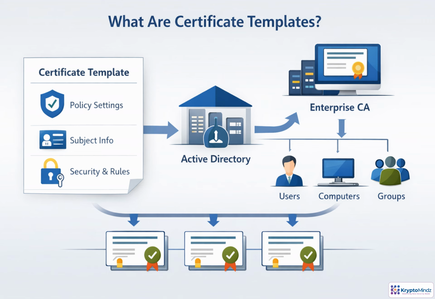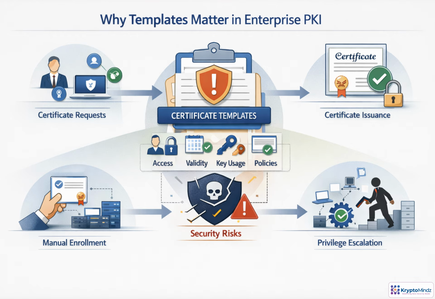Now, take that blueprint idea one step further. Templates don't just describe certificates. They control how your CA behaves every time it issues one. They determine who can enroll, what identities and subject names look like, which key usages are permitted, and how long certificates remain valid. Because templates drive both manual and auto-enrollment at scale, a single weak setting can ripple across the enterprise, enabling misuse, unexpected certificate behavior, or even full privilege escalation.